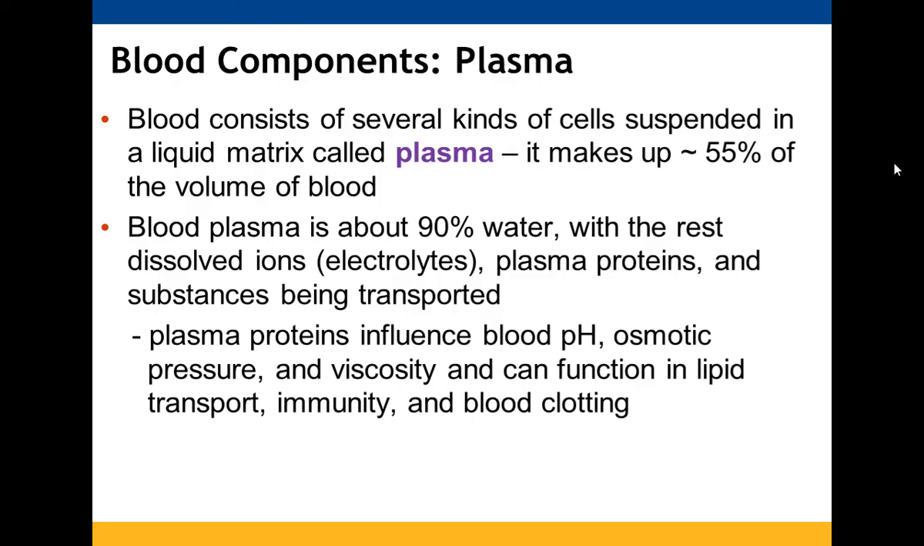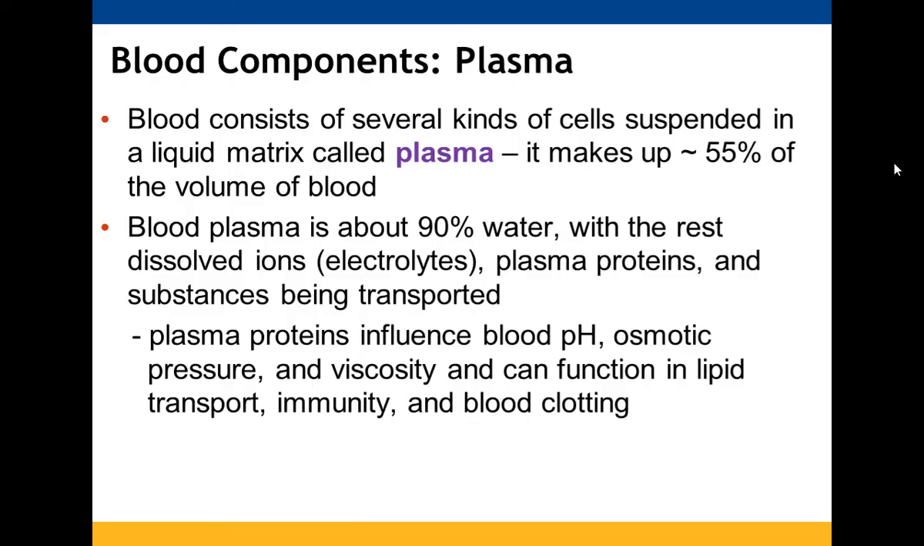Okay. Your blood is made up primarily of plasma. 55% of the volume of your blood is that. And that's going to contain a lot of water, but also ions and some plasma proteins, whatever is trying to be transported at the time. It can have an impact on your pH, your pressure, your viscosity, how thick it is, and how well it's able to move and transport.